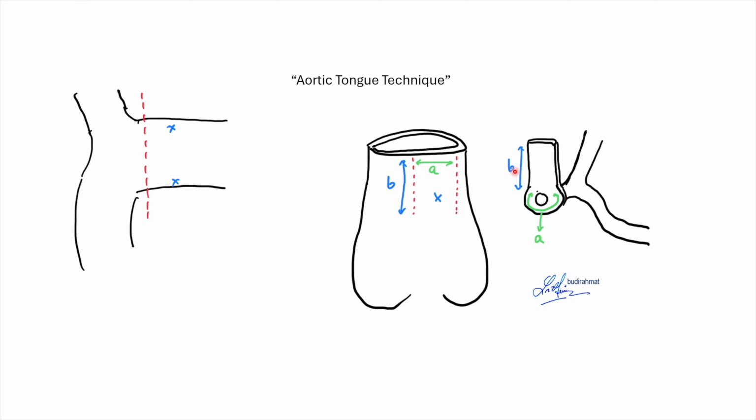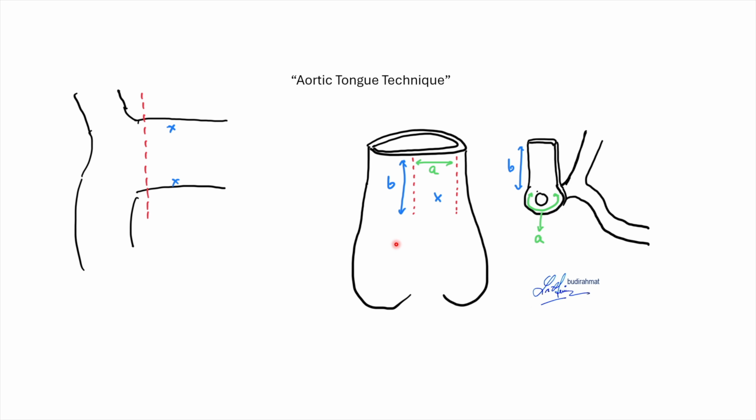And then from the neo-aorta, this is the pulmonary artery, the width A here should approximately cover this area, and the length B should be minimum as long as this part. But this part you can also give some more length, to close this defect.